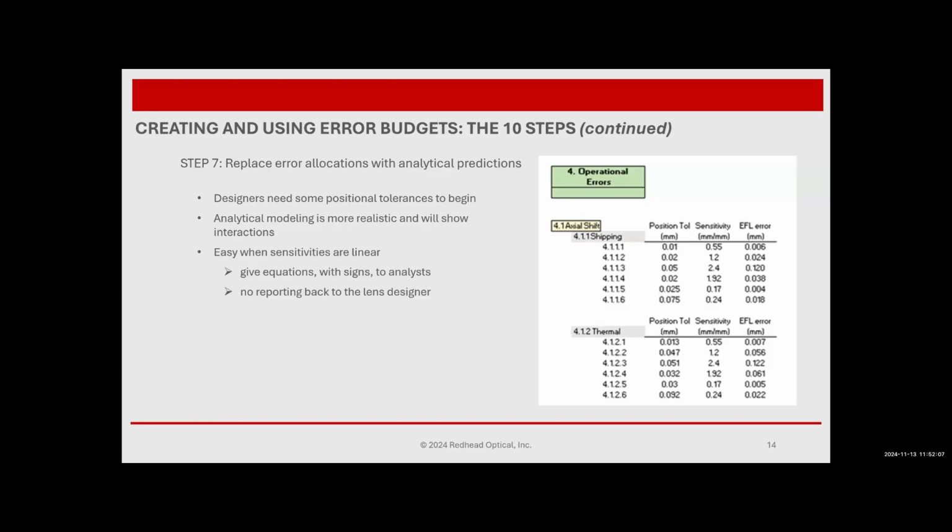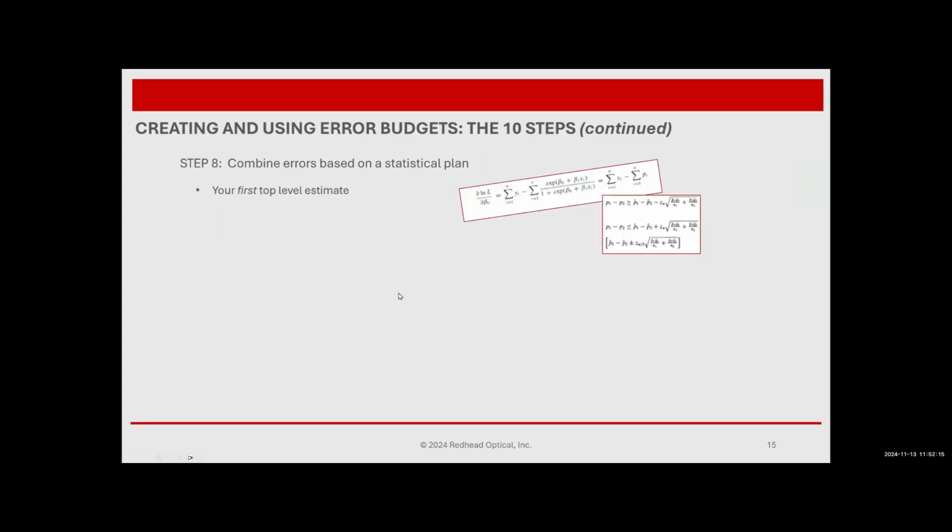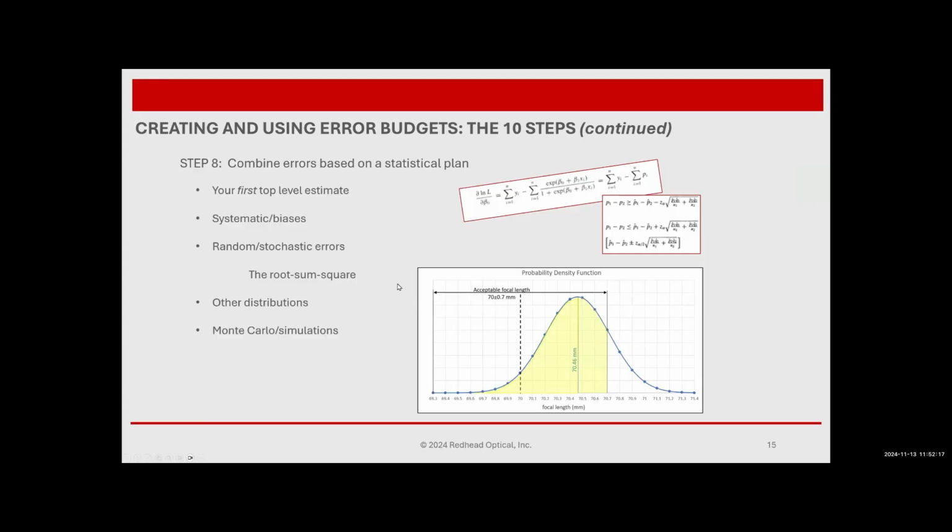My question is on step 8, the Monte Carlo simulations. If you're not an optical designer, but you're going through this process, you don't have Zemax, are there alternative software packages that use, like, Excel or something like that to work out the statistics?